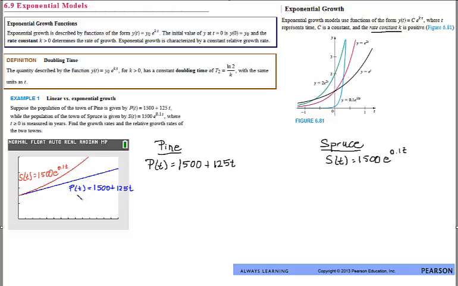One has to do with the population of the town Pine and the other the population of the town Spruce. Each one of them has an initial population of 1500 at time 0, and that's about all they have in common, because as time moves on, Spruce is increasing at an exponential rate, whereas Pine is increasing at a constant growth rate.